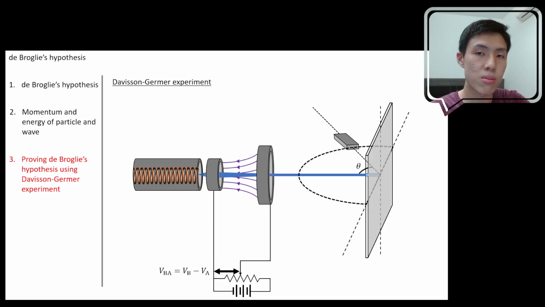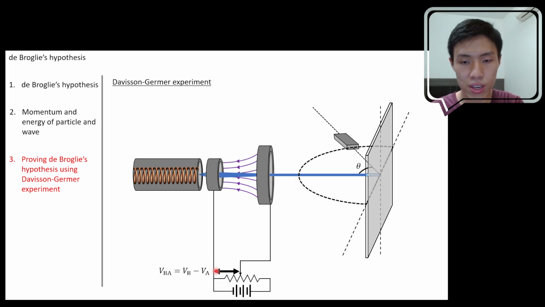When Davisson and Germer were conducting this experiment that eventually proves the wave properties of particles, they found a correlation between the accelerating voltage that they applied here and the angle at which they find the diffraction peak to occur. This voltage over here, we are going to call the accelerating voltage, because it has the purpose of accelerating the electrons that pass through it.